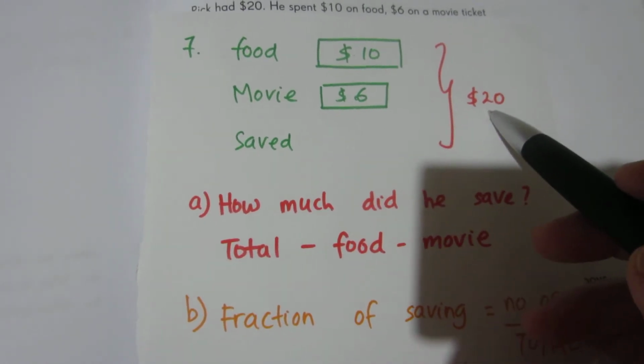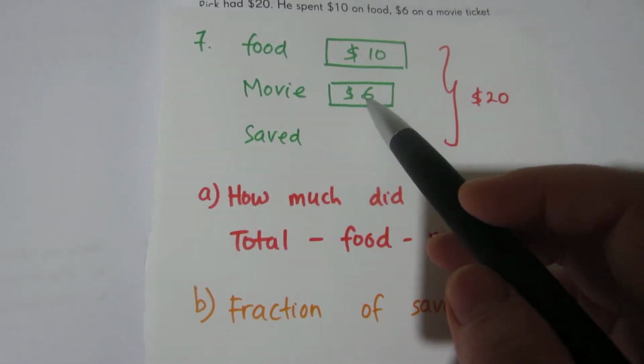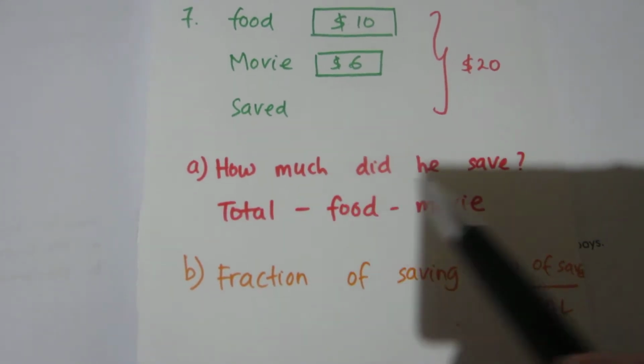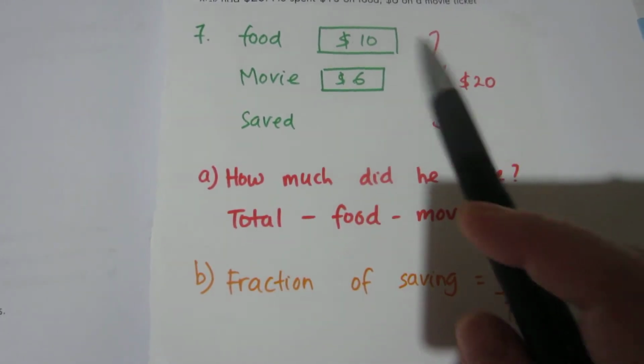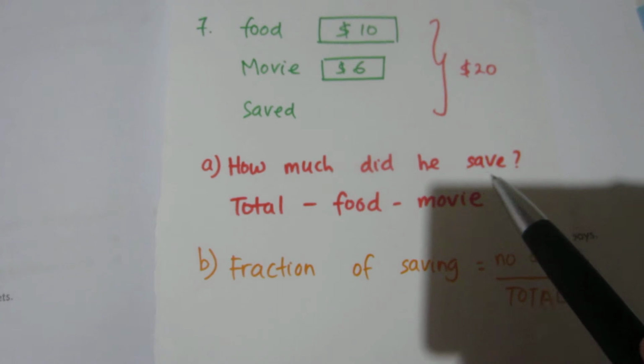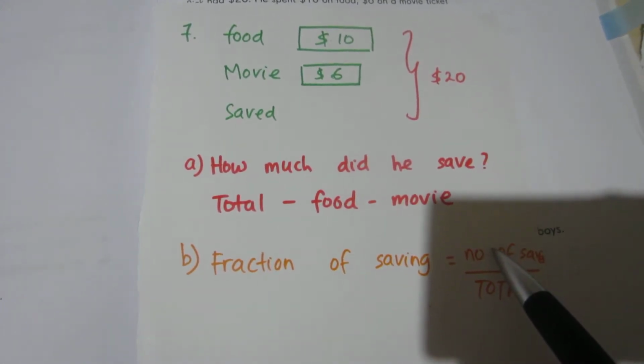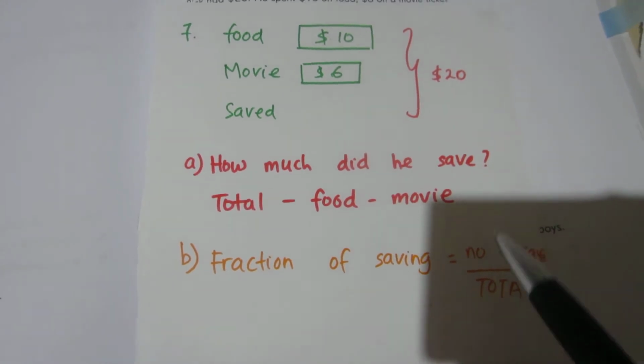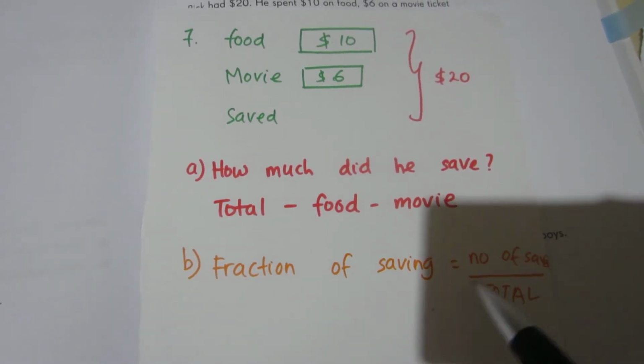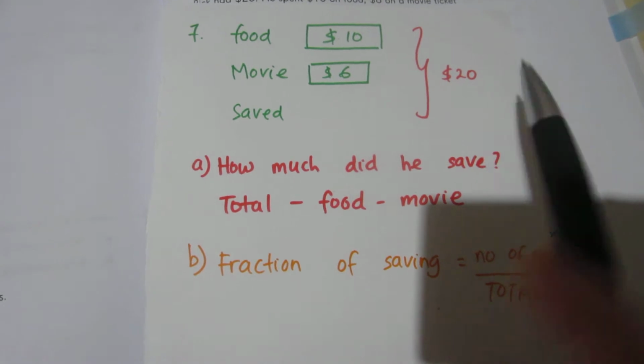You can subtract this with this and this, then you find the saving. How much did he save? Total minus food minus movie, then you get the dollar. And then the fraction of the saving is the number of the saving that we just got. That's for the numerator, and the denominator is the total, which is 20.